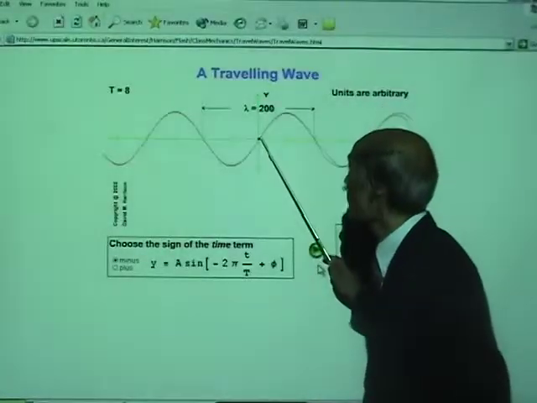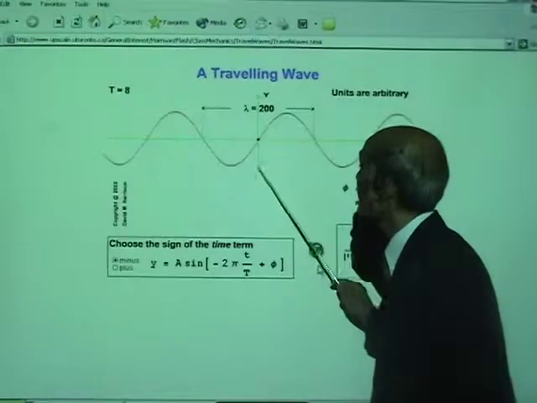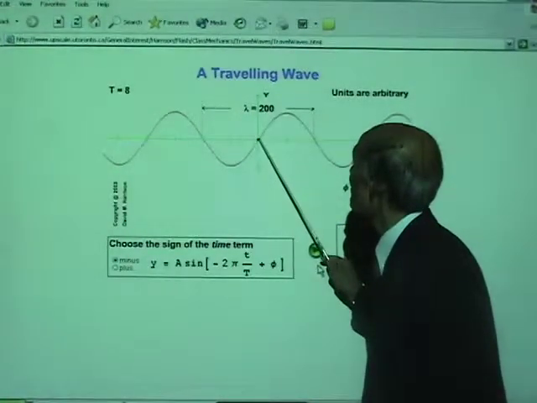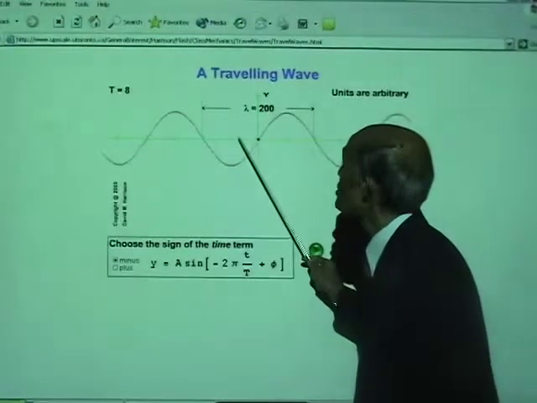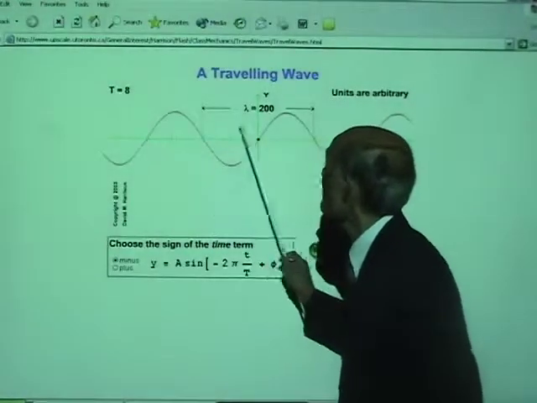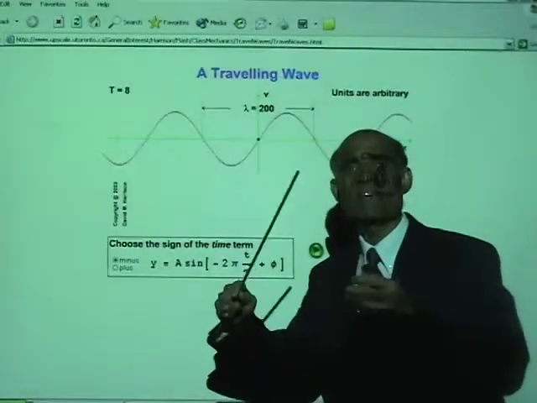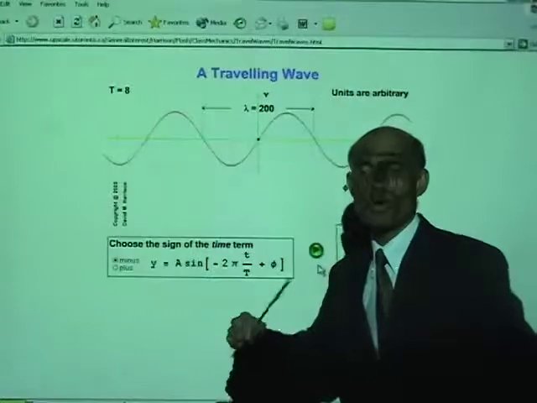Now, here I have a particle that vibrates. By the time this particle completes one vibration, the distance advanced by the wave is one wavelength. You can see a wave can advance to the right or to the left.